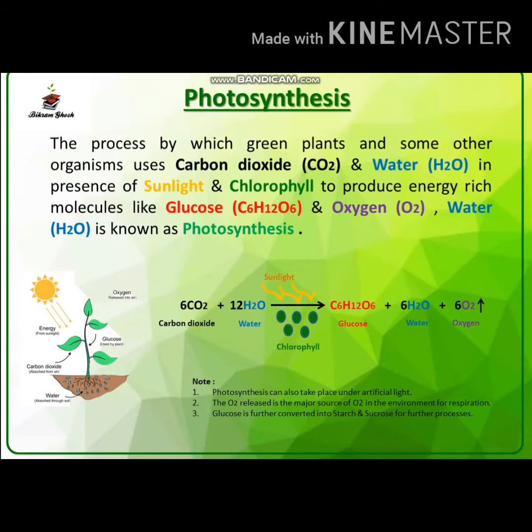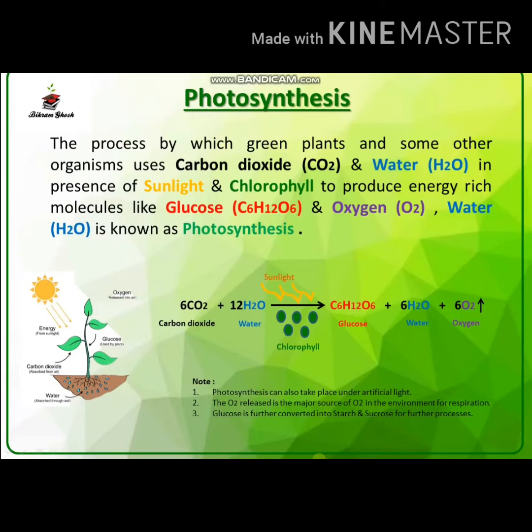So we can see here the chemical reaction. Here it is given that 6 CO2 plus 12 H2O in presence of sunlight and chlorophyll molecules produces 1 molecule of glucose and 6 molecules of water and 6 molecules of oxygen, which then evolves out. So this is photosynthesis in case of green plants and other organisms.